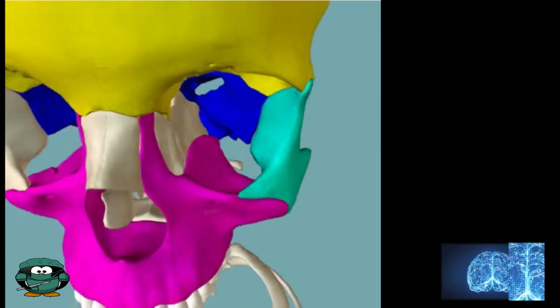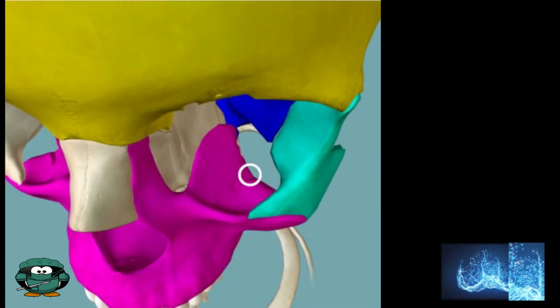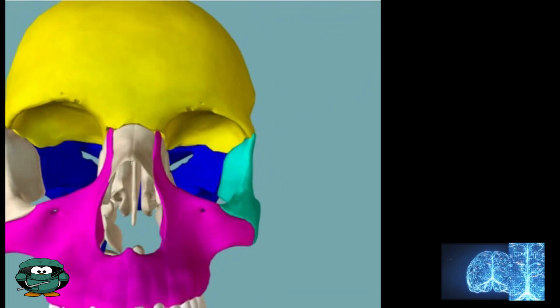And another thing, as you can appreciate over here, this forms the infraorbital groove that eventually opens on the outer surface of the maxilla as the infraorbital foramen, and from here the infraorbital nerve will pass.